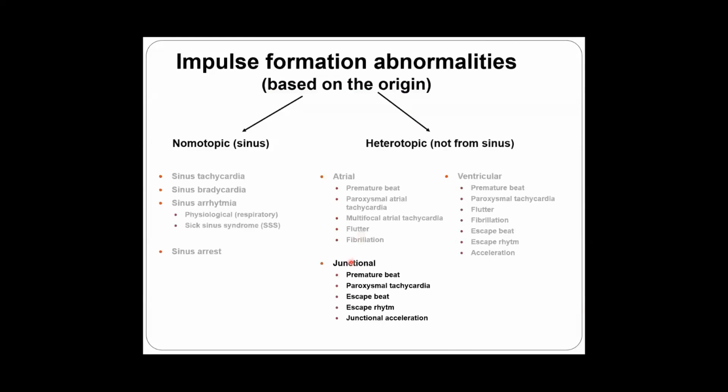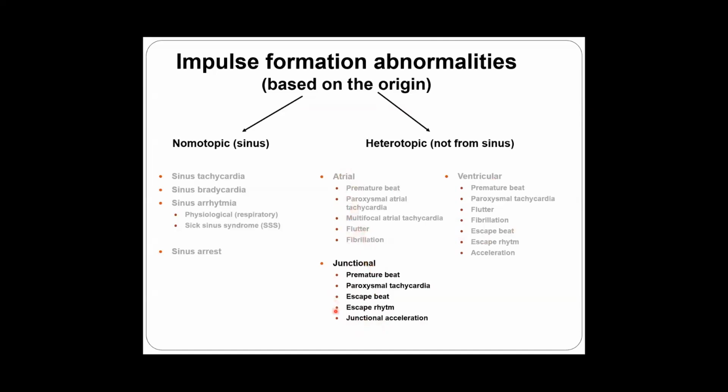The next one is junctional. The junction is nodal tissue, and we have very similar arrhythmias to the nomotopic, sinus rhythm: premature beats, tachycardias, escape beats, escape rhythm, or junctional acceleration. However, we cannot have fibrillation or flutter. This only goes with muscle tissues, atrium or ventricle. So in the atrium or ventricle, we can have flutter and fibrillation.